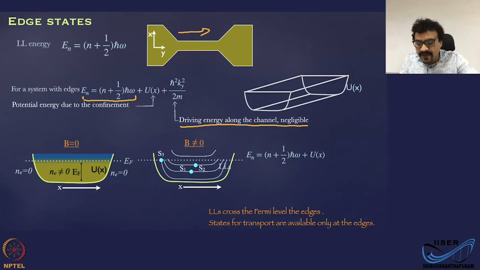And I have another term here, u of x. That term comes from the finite dimension or the confinement of the system. Here I am not talking about any quantum confinement. This is some kind of physical confinement where the electrons are kept inside the material. They cannot escape out. The electrons will feel that there is a boundary beyond which they cannot move.